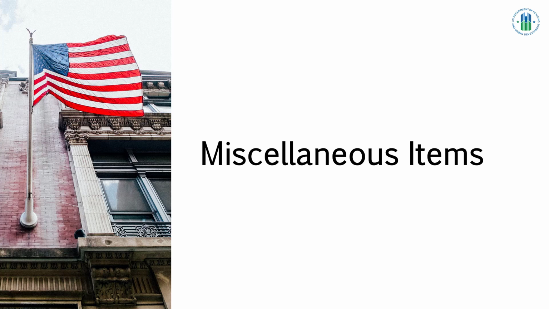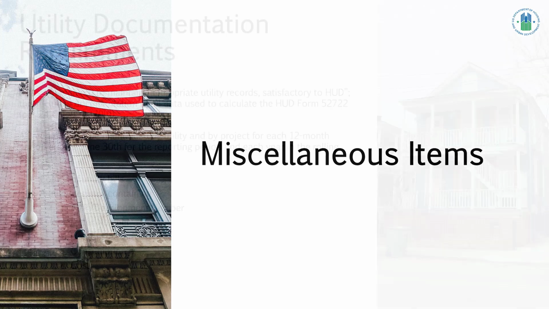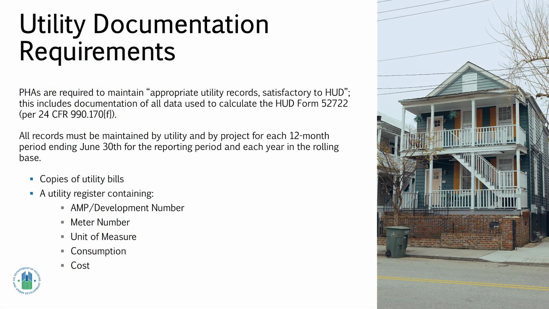When we talk about miscellaneous items, we're going to first talk about required documentation, retention, and so forth, and then talk about data distortions, which has been in the PIH notice for operating subsidy for several years now. They've really been focusing in on this. Housing authorities are required to maintain utility records satisfactory to HUD. This is per the regulation. All records must be maintained by utility and by AMP.